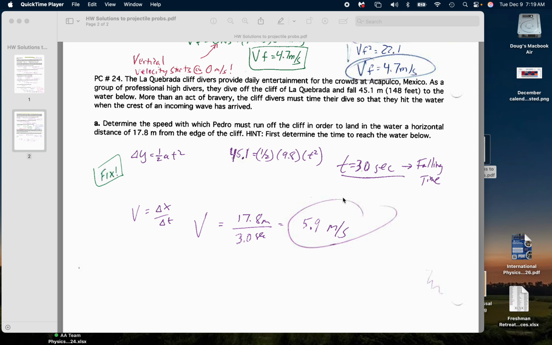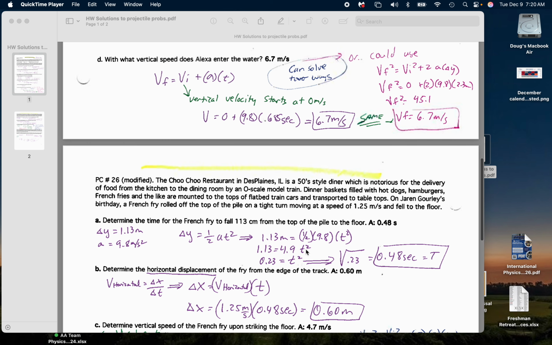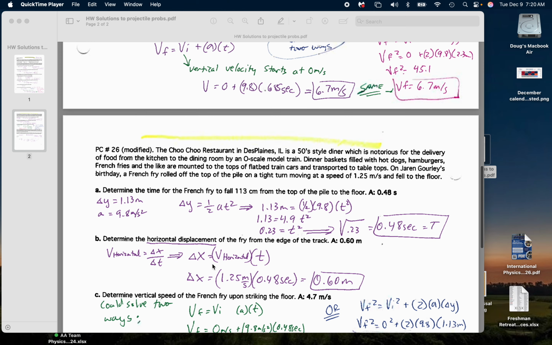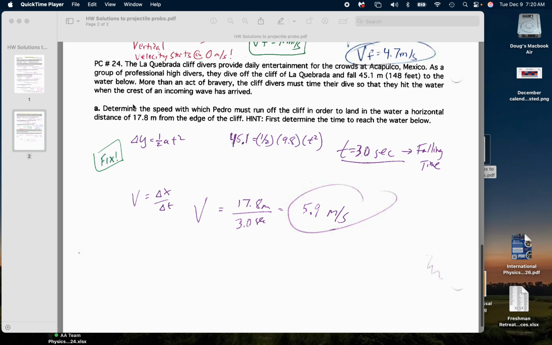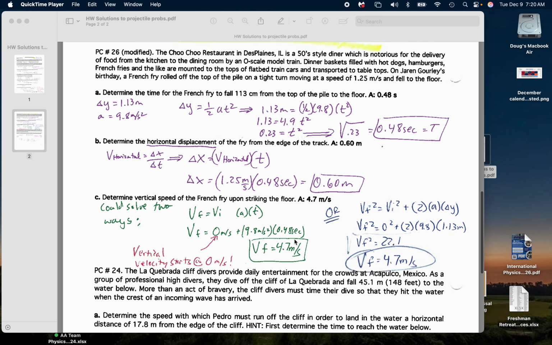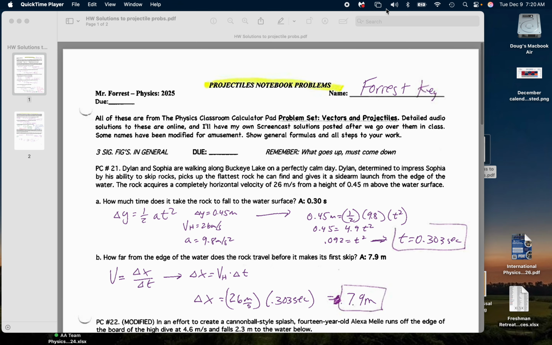the distance off the edge of a cliff is 17.8 meters, and you're trying to figure out the speed with which they're running off the cliff, so this is slightly different. I know the horizontal distance, I know the time, so that's just dividing those two. That's 5.9 meters per second, the speed at which the person ran. So that's a little different than these ones, where you're asked to see how far they go. Here you're given how far they go, and you're asked to find the horizontal speed with which they run off the cliff. So hopefully those help, and you're ready for your test.